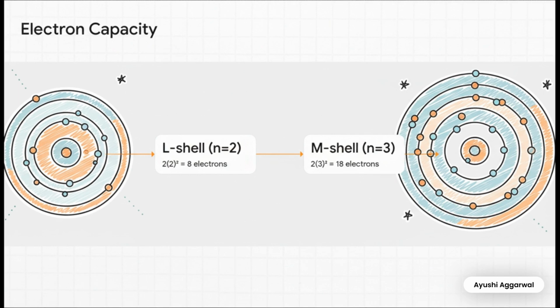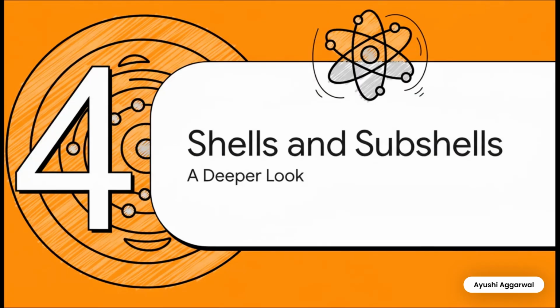For the L shell, n is 2. So 2 times 2 squared gives us 8 electrons. See the pattern? The M shell can hold up to 18, and the N shell can hold a whopping 32 electrons. Pretty straightforward, right? Okay, so we've got the main homes, the shells.